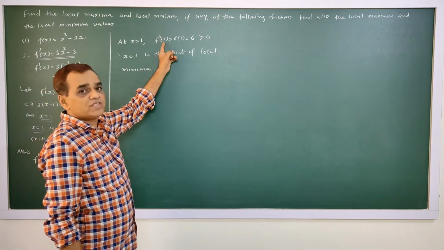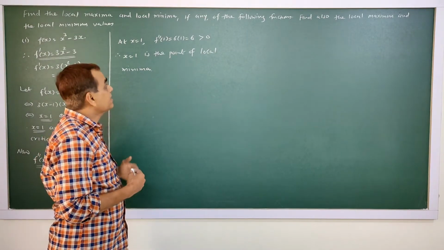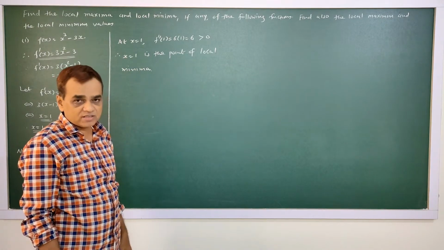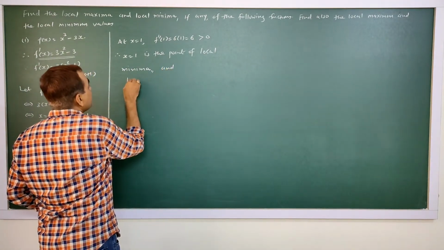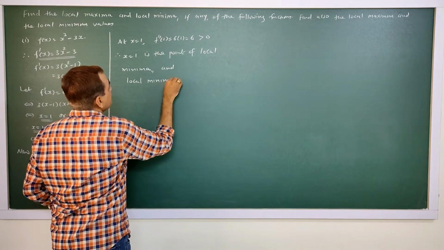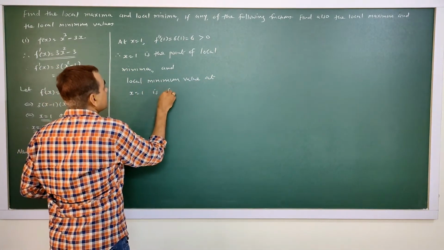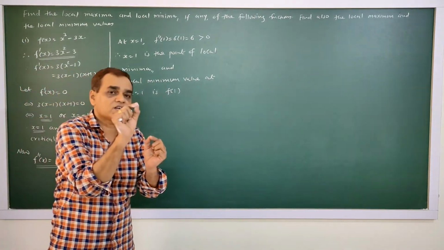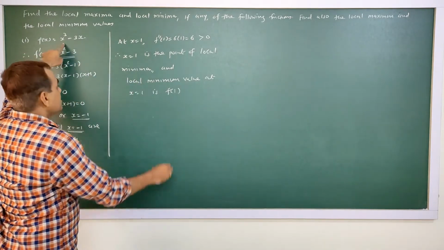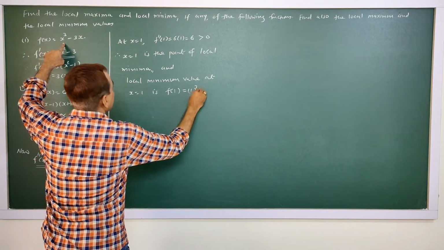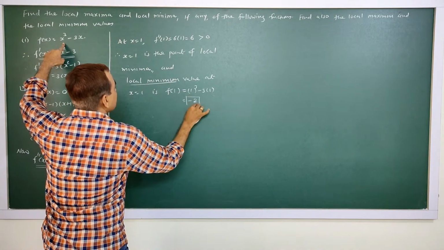If f double dash of c is greater than 0, then x equal to c is the point of local minima. Or we can say the function has local minimum value at x equal to 1. And at x equal to 1, we find that local minimum value. And local minimum value at x equal to 1 is f of 1. So we find the corresponding value on the y-axis. So f of 1 will be the local minimum value. F of 1 is how much? So f of 1 is equal to 1 cube minus 3 into 1, that is minus 2. So this is the local minimum value at x equal to 1.